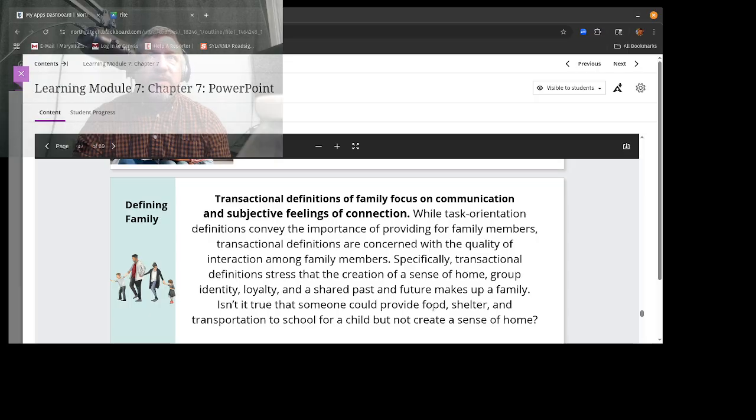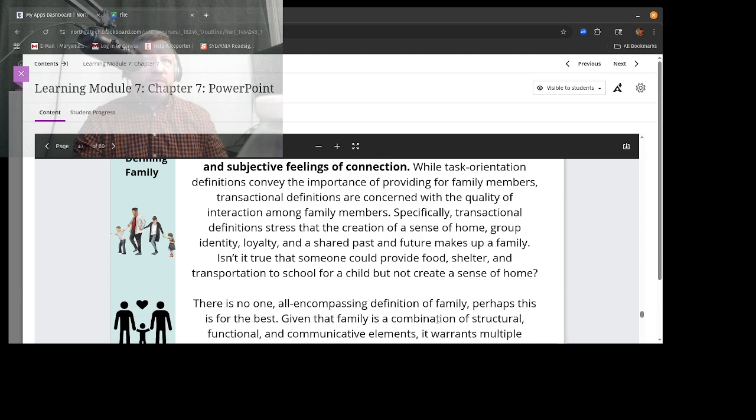When we think about families, the transactional definition of family focuses on communication and the subjective feelings of connection. When we think about that idea set, what we're talking about is how families connect to each other through communication, through hobby, through mutual interest, through all the participation in other life things.